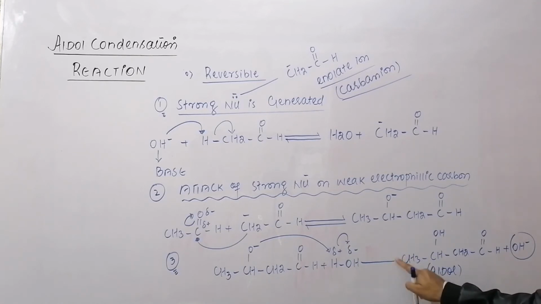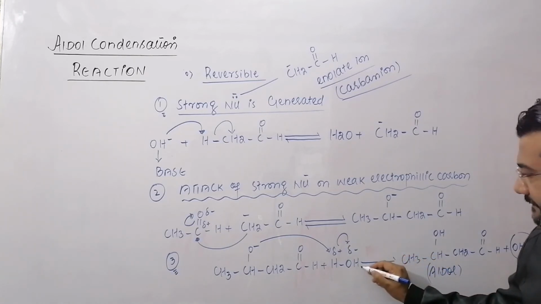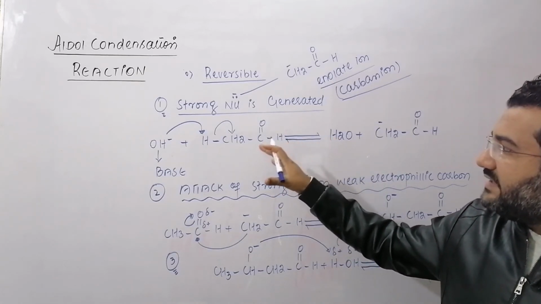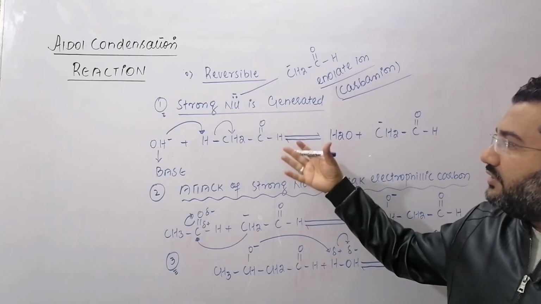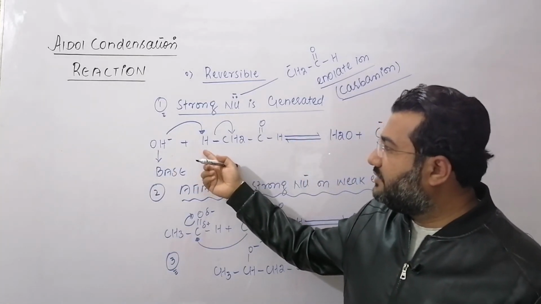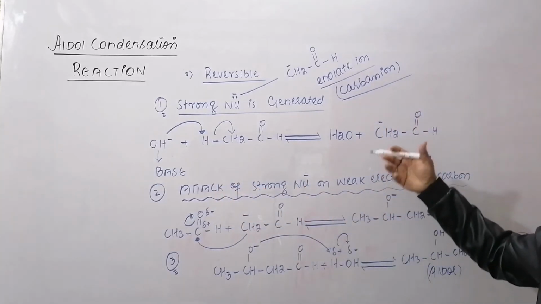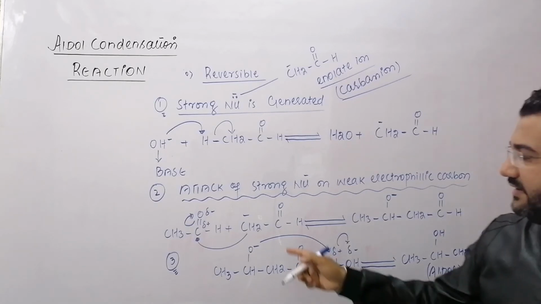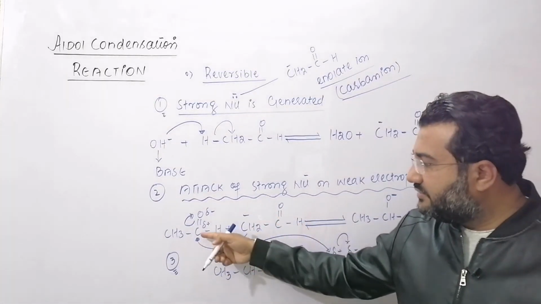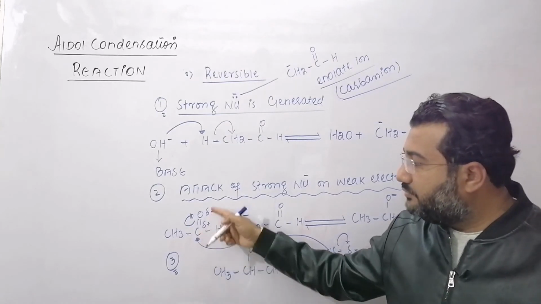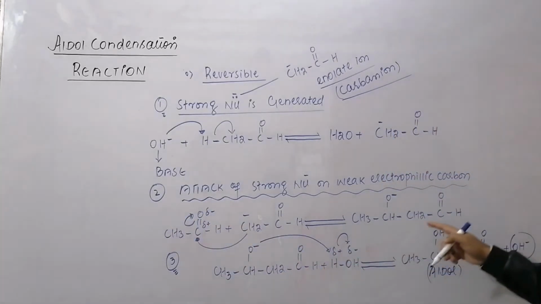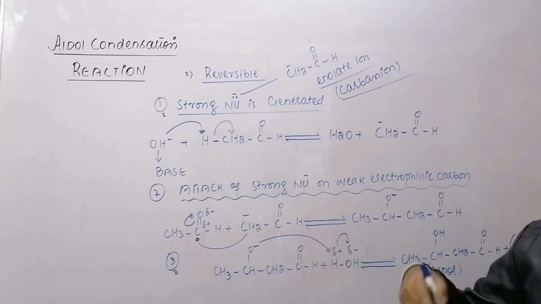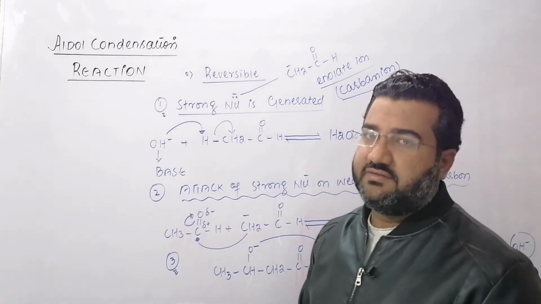So there are 3 steps. Sorry, this step should also be reversible. So there are 3 steps. In the first step, the base helps in the production of the strong nucleophile by attacking the alpha hydrogen of an aldehyde molecule. As a result, the enolate or carbanion is produced, which serves as a strong nucleophile. Then in the second step, the strong nucleophile attacks the weak electrophilic carbon of the carbonyl group of another aldehyde molecule, and then this negative ion is produced. And finally, this negative ion attacks water, and it regenerates the catalyst which was used in the first step.